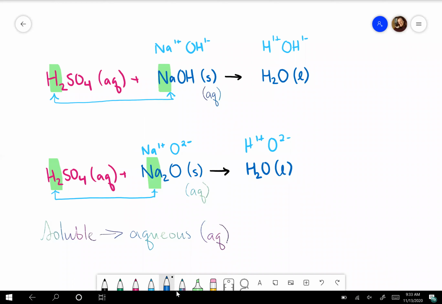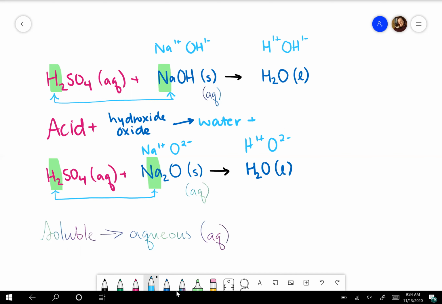With these, anytime we have an acid plus either a hydroxide or an oxide, hydroxide or an oxide, we are going to form water. That's our given.